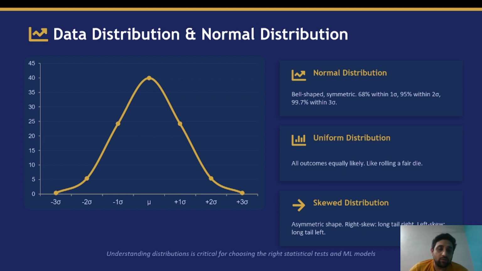Another type is uniform distribution, where all outcomes are equally likely, like rolling a fair die. Skewed distributions occur when data is not symmetric and has a longer tail on one side. Understanding distributions is crucial because many statistical tests and machine learning models assume normality, and choosing the right model depends on the data distribution.